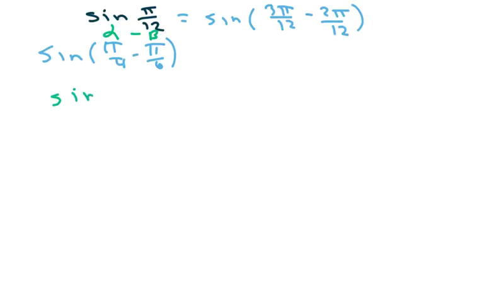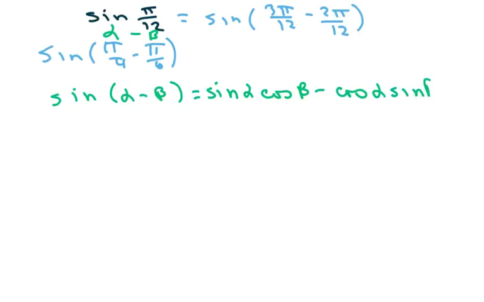So we have sine of alpha minus beta equals sine of alpha cosine of beta minus cosine of alpha sine of beta. And then you just substitute your alpha and your beta. So we're going to get sine of pi over 4 cosine of pi over 6 minus cosine of pi over 4 sine of pi over 6.